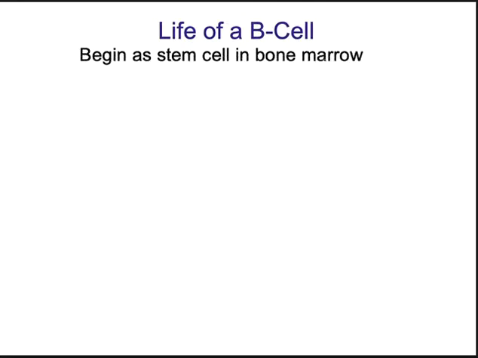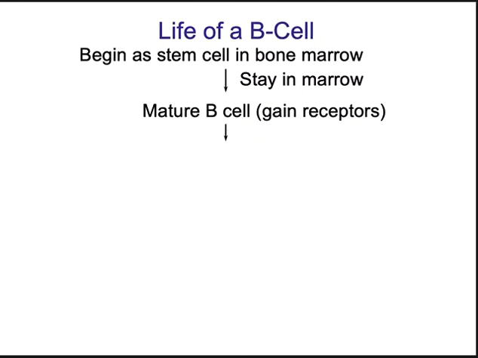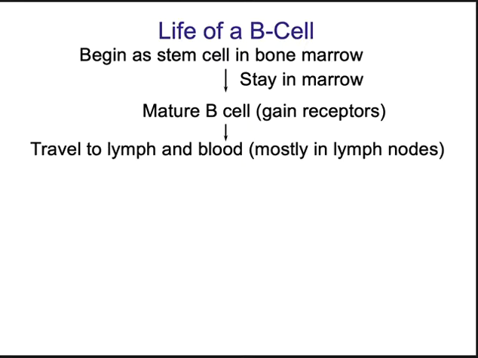So the life of a B cell, remember that B cells start out in the bone marrow and they will stay in the bone marrow and mature. And then your mature B cell, what's happening in between being immature and mature is it's gaining its specific receptor, its unique receptor, and then it's going to travel to the lymphatic system, primarily your lymph nodes. It does that through the blood. Some will always circulate in your blood, but the vast majority are going to hang out in your lymph nodes.